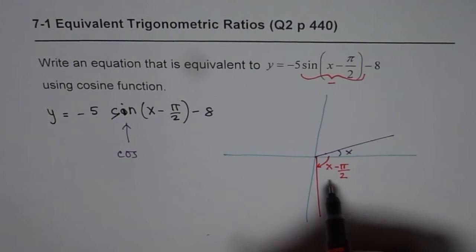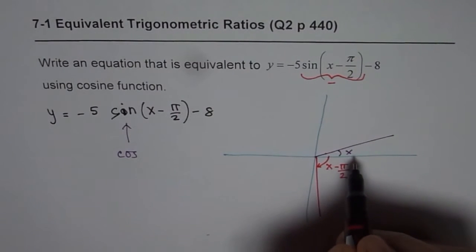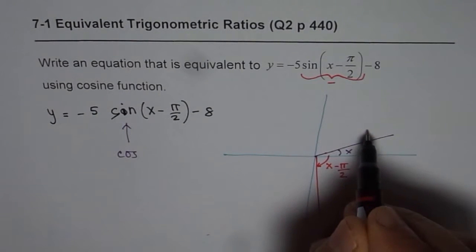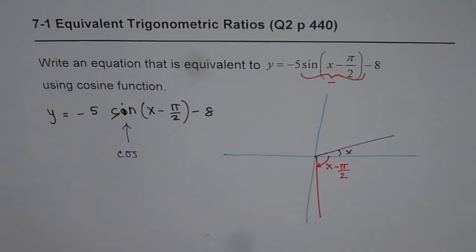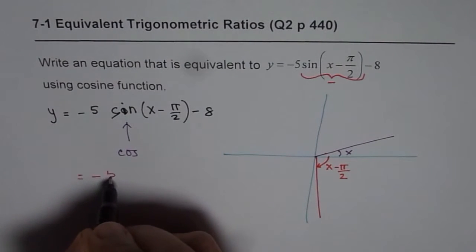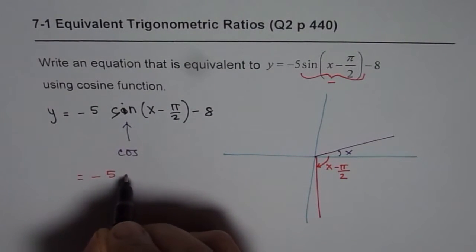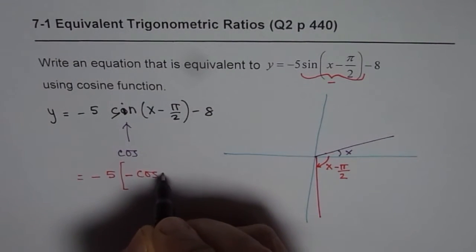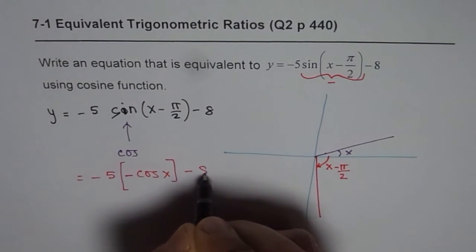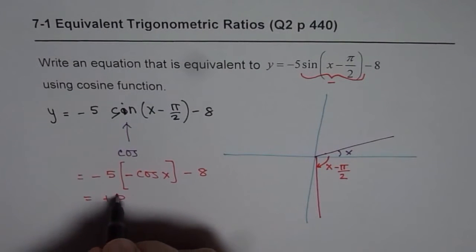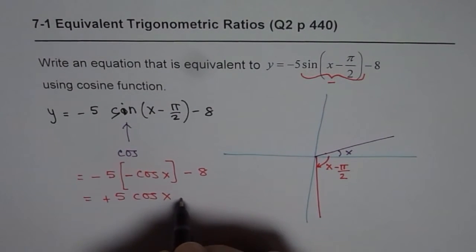So when we write it in terms of cosine of x, which is a cofunction and x is acute, then cosine is going to be positive, correct? Since this is negative, we have to write negative of cos. So we should get this as minus 5, and we'll write this as negative of, let me use a square bracket here, cos of x, minus 8. You get the point, right? So therefore, it should be plus 5 cos of x minus 8.